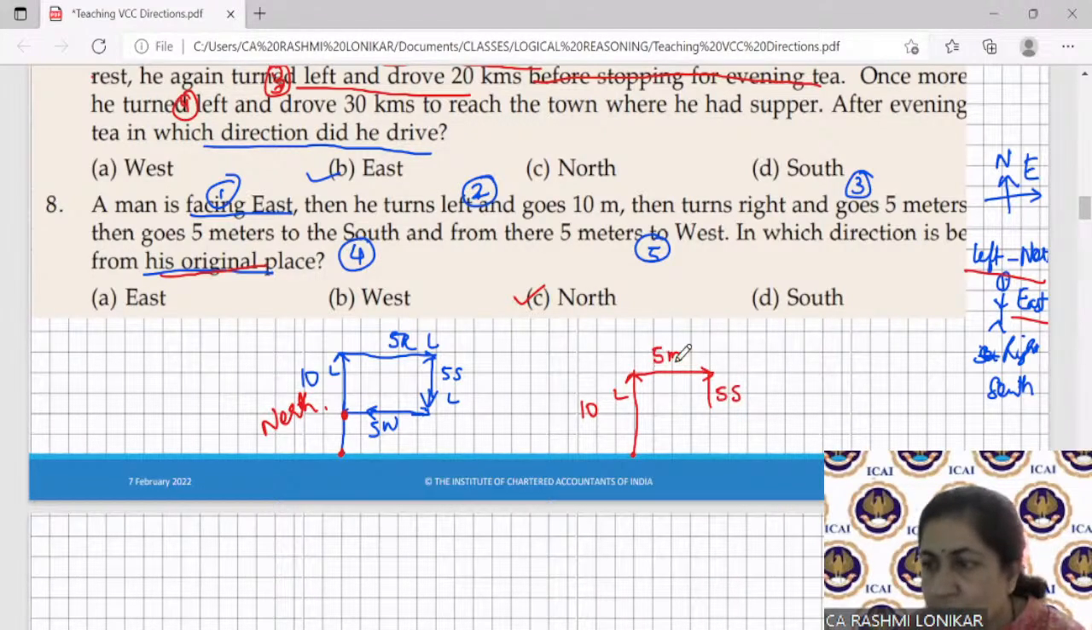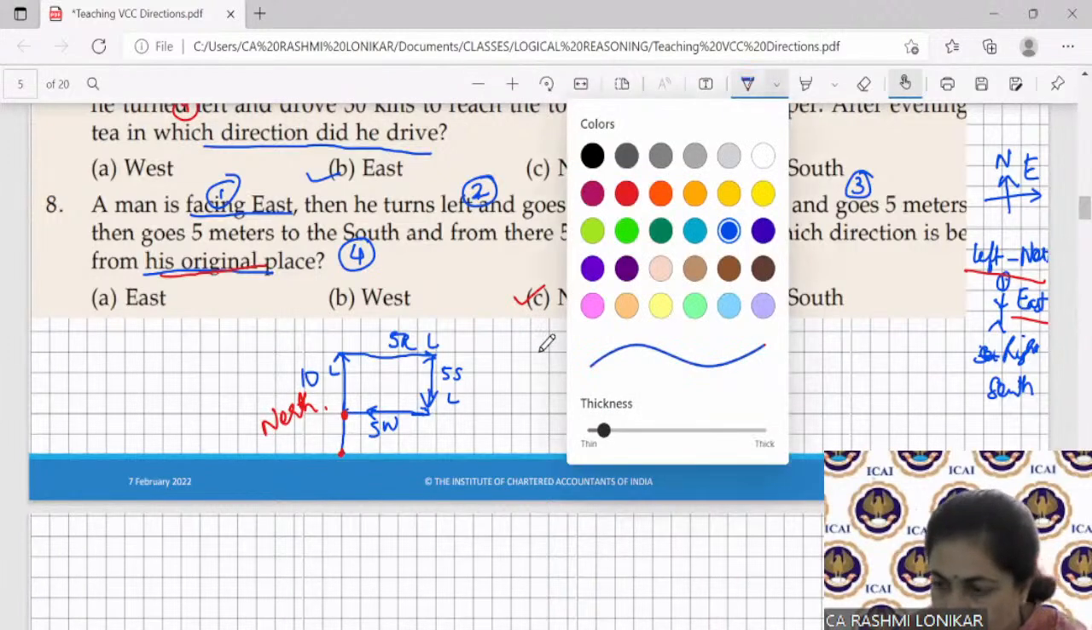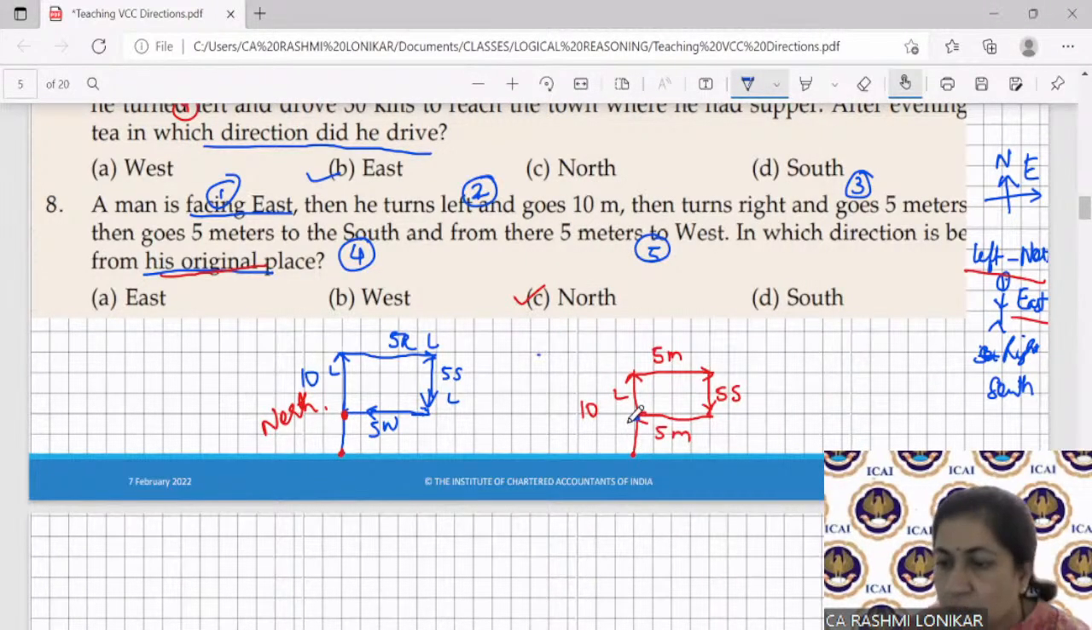5 meters here, he went to his right. Here they are saying 5 meters to the south. And from there he goes 5 meters to the west. This is also 5 meters. So from here he goes in this direction. Now they are asking, he has reached here. In which direction is he from his original place? Original place is here. Now he is here. So he is north of the original place.